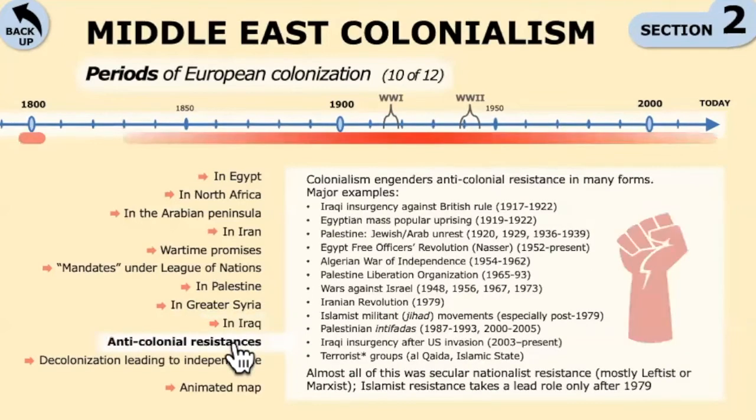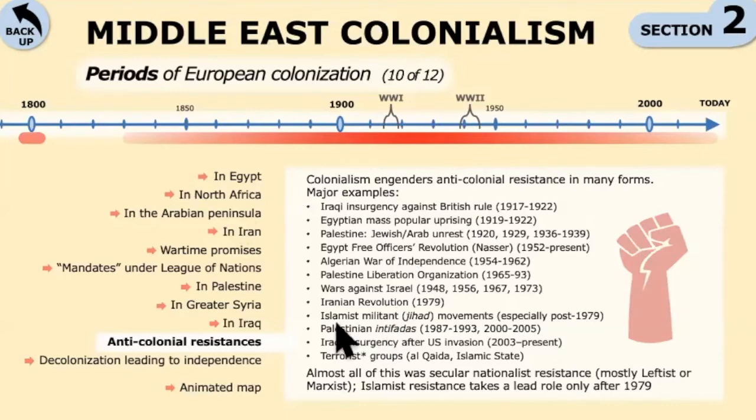Let's go forward one more tab. Anti-colonial resistances. Here I just want to quickly provide in one snapshot an overview of the many and various kinds of resistance that emerged over this whole period. The Iraqi insurgency against the British, the Egyptian mass popular uprising. In Palestine, there was Jewish and Arab unrest through much of the period. In Egypt, the Free Officers' Revolution, in which the military came to power and threw out the last remnants of the British colonial influence, the Algerian War for Independence. In the second half of the 20th century, the Armed Palestine Liberation Organization, various wars against Israel by various states in the region. The Iranian Revolution itself was a form of anti-colonial resistance, finally putting an end to the very direct meddling and interference from Western countries.